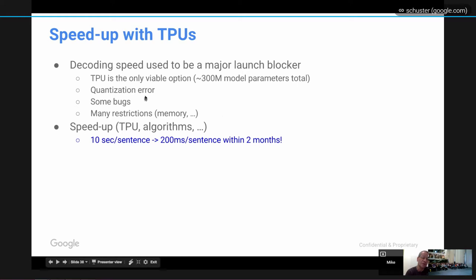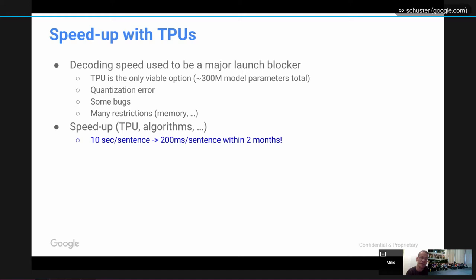But using the TPUs and some better algorithms for our search, better pruning algorithms, we cut the decoding time from 10 seconds per sentence to about 200 milliseconds per sentence within 2 months. That was a very important step to make this work, because if a translation takes too long, you cannot launch, because users will not use it.